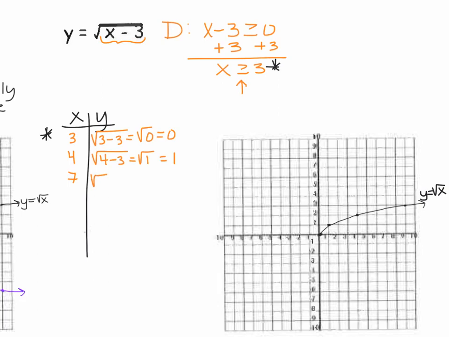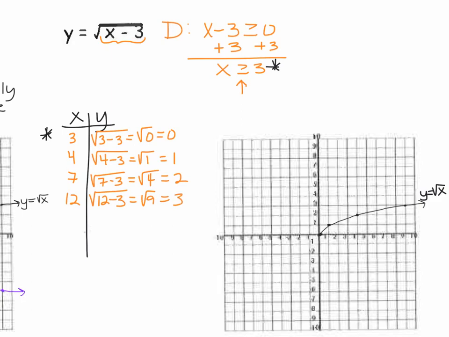Watch how this works. If I plug in 7 minus 3, there's the square root of 4. And the square root of 4 is 2. To get to the next one, that's a little trickier. The next perfect square is 9. But to get an answer that's the square root of 9, we have to go all the way up to 12. So we're going to have to go slightly off our graph for this next ordered pair. 12 minus 3 is 9. And the square root of 9 is 3.